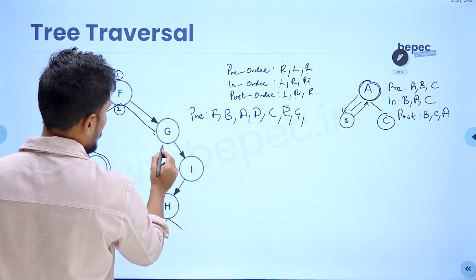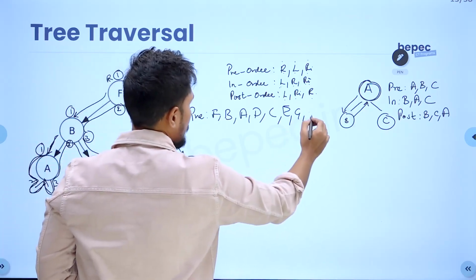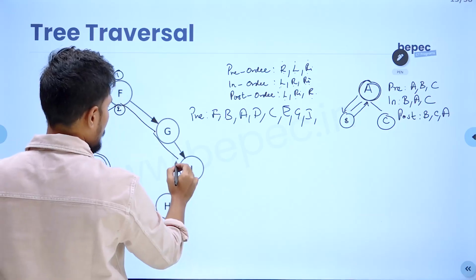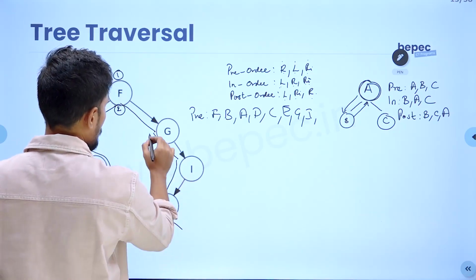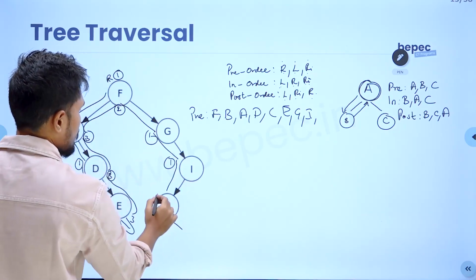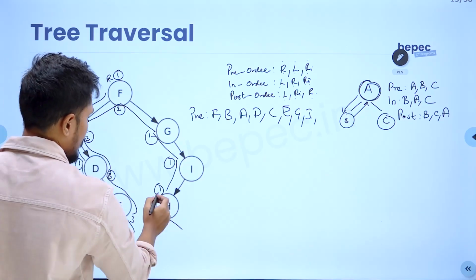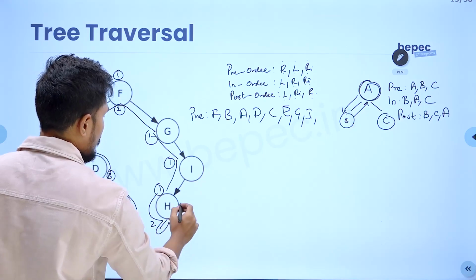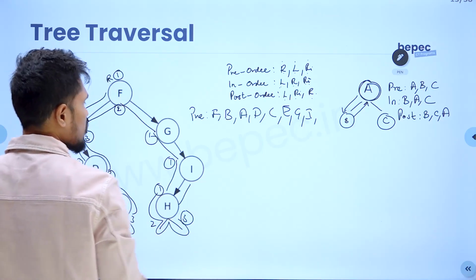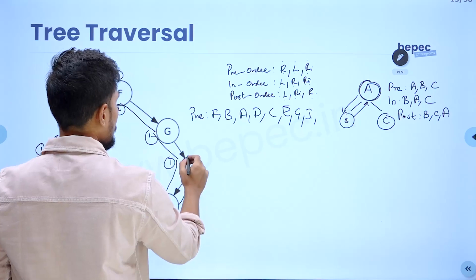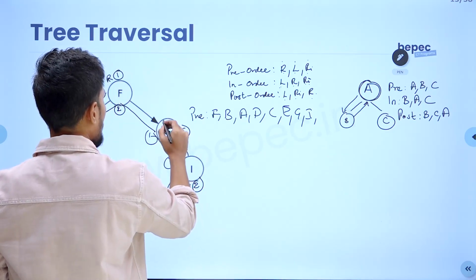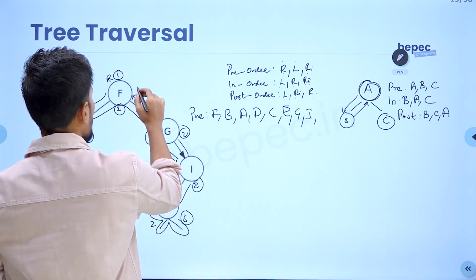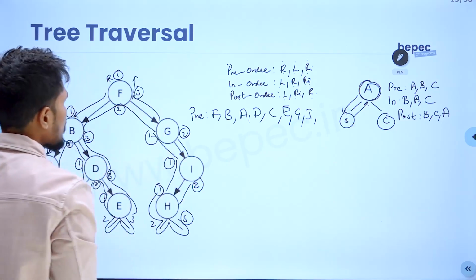And from G, we hit I for the first time. And from I, we hit H for the first time. Again from this, we hit H for the second and third time. Then we hit I for the second time, and G for the second time. Again we hit F for the third time. Then the traversal goes outside.